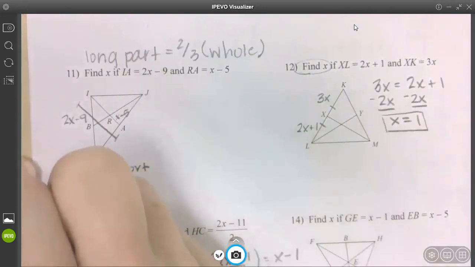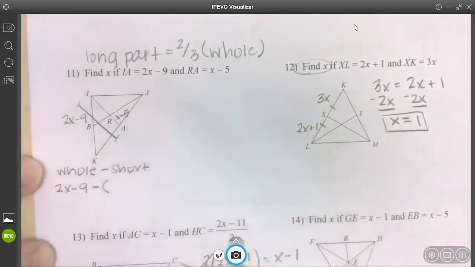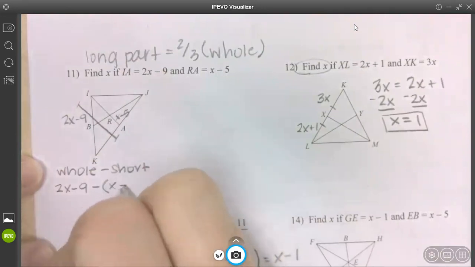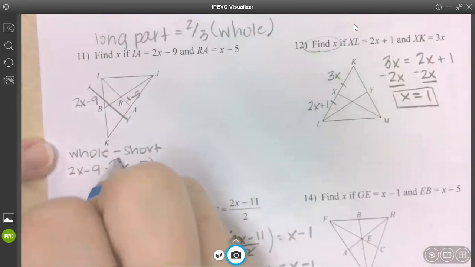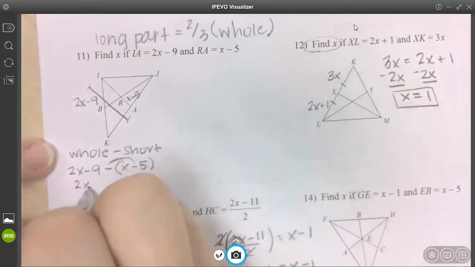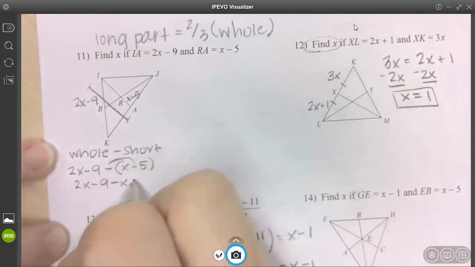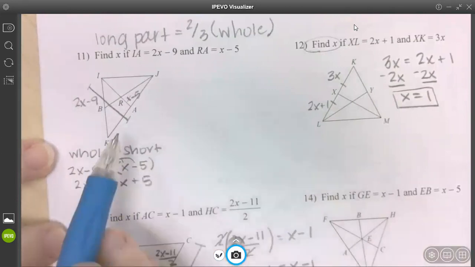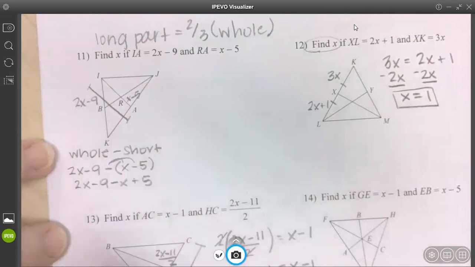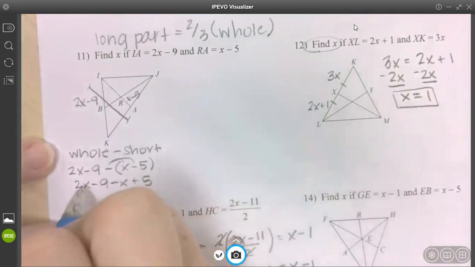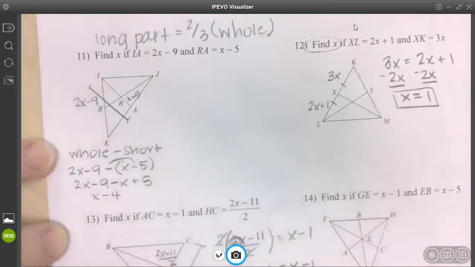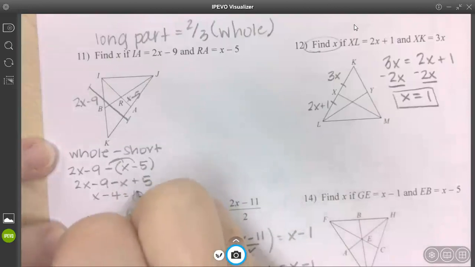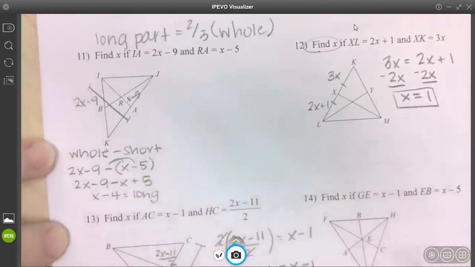So the whole is 2x minus 9. Please, please, please make sure you use parentheses on this so that you can distribute. Minus the whole x minus 5. And we're going to distribute. So 2x minus 9 minus x plus 5. Negative x, positive 5. Just simplify this. 2x minus x is x. Negative 9 plus 5 is negative 4. And this is now your long part.